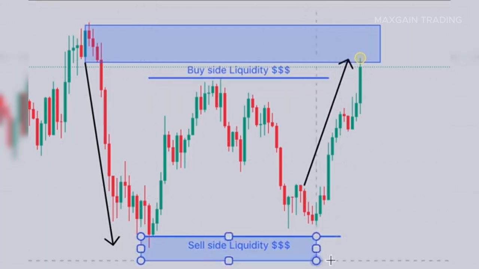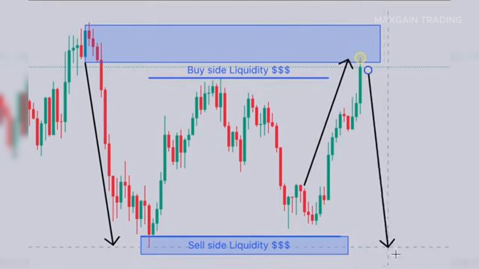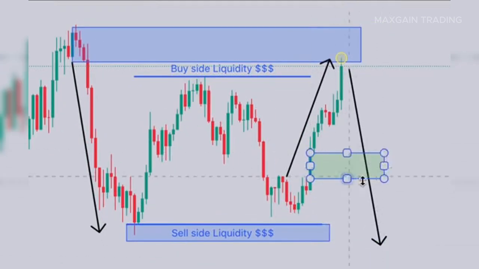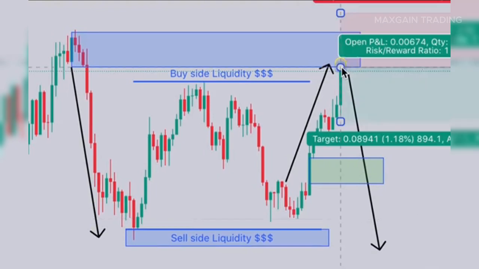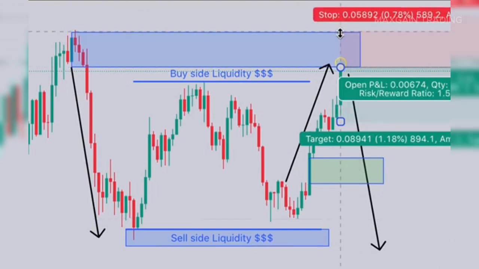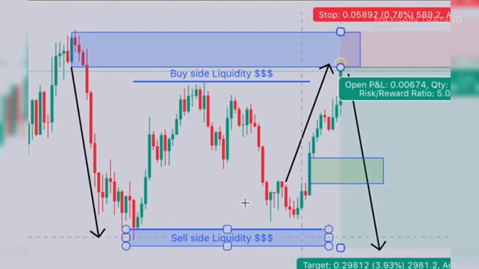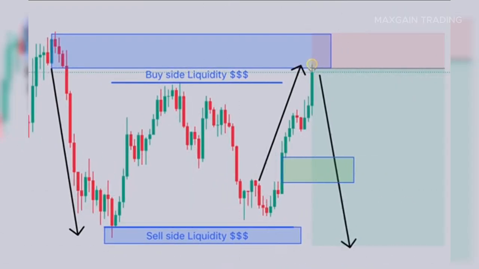Buy-side liquidity has already been swept by the recent upward move, but significant sell-side liquidity remains, creating a target for banks. Additionally, there's a fair value gap in this zone, attracting price further downward. We place our stop loss at the top of the supply zone and set our take profit below the liquidity level, achieving a solid 5-to-1 reward to risk ratio.